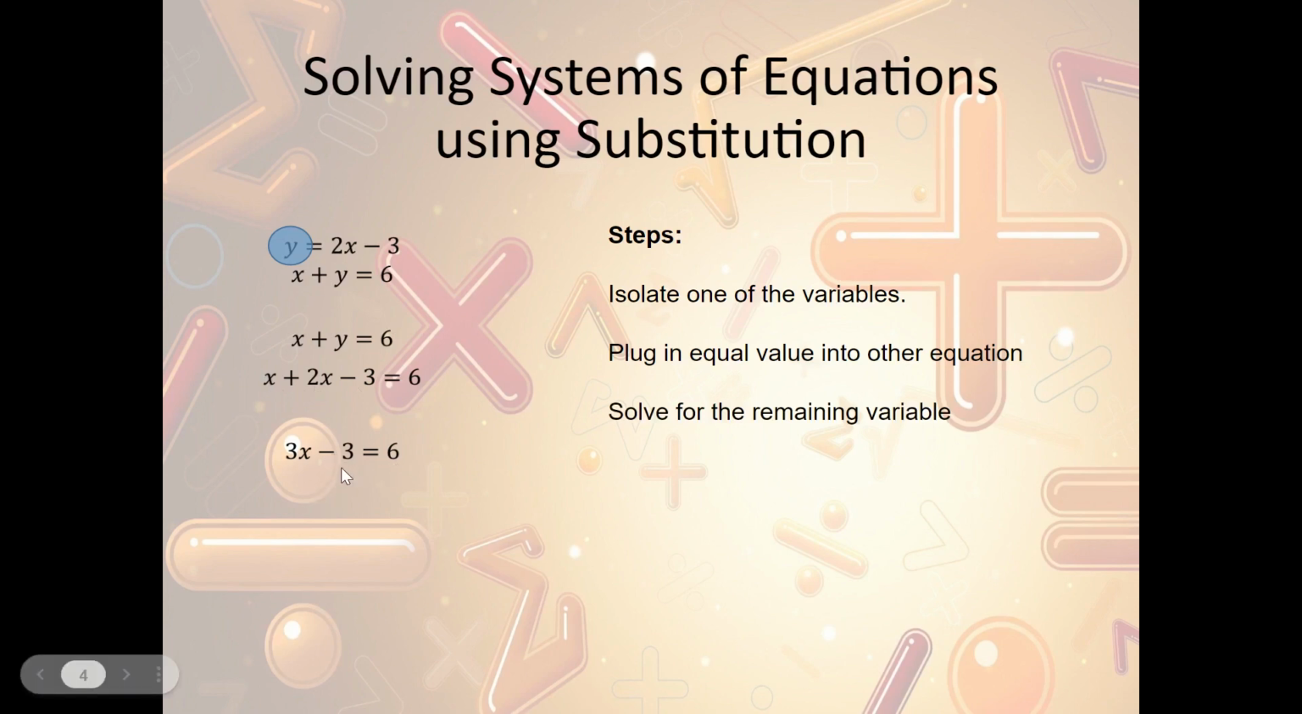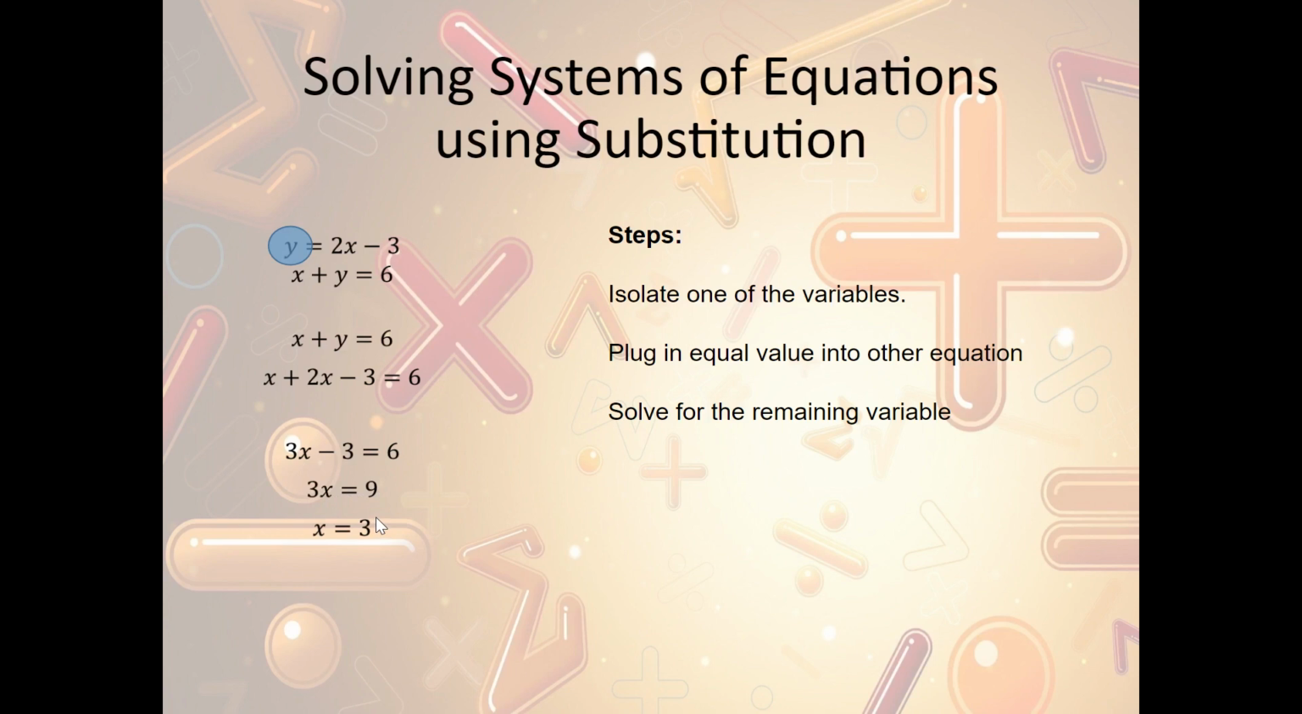Then I'm going to add 3 to both sides. And I get 3x is equal to 6 plus 3, which is 9. Now I can divide both sides by 3 to get x by itself. And I get x equals 9 divided by 3, which is 3. So there's my x. That's the x coordinate of where they cross.